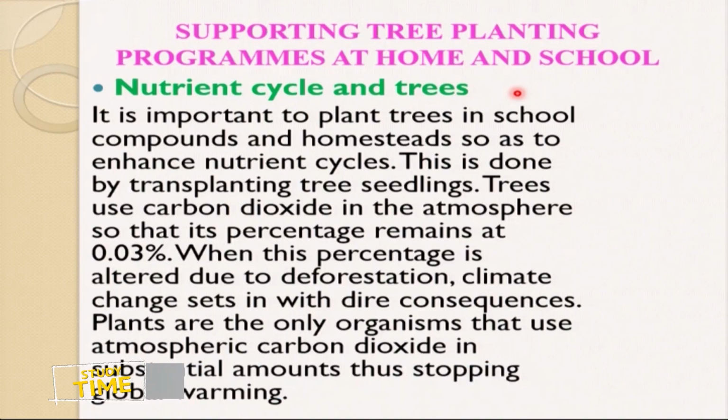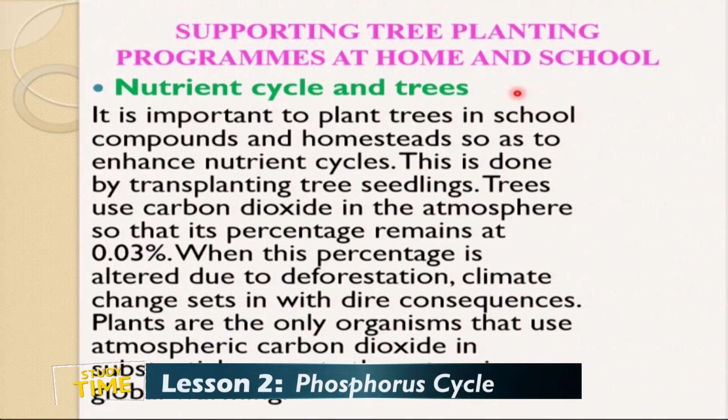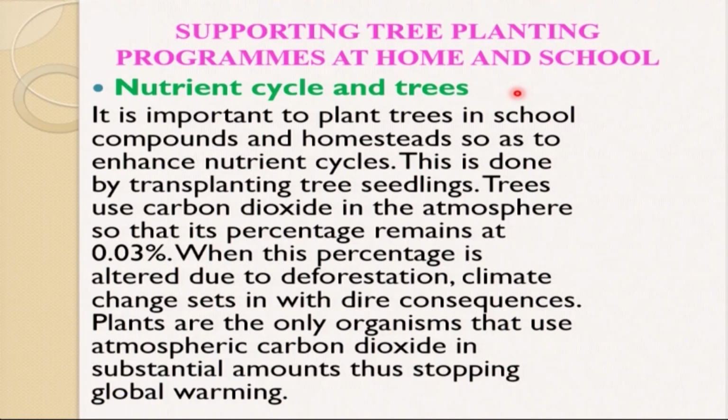Trees can use carbon dioxide in the atmosphere. Once we have trees, we're going to breathe healthy air, air which is not contaminated. That's why we have to have tree planting programs at our school and even at our homestead, because plants are the ones that use carbon dioxide in the atmosphere during photosynthesis, so that its percentage remains in check. The percentage of carbon dioxide should not exceed 0.03%.